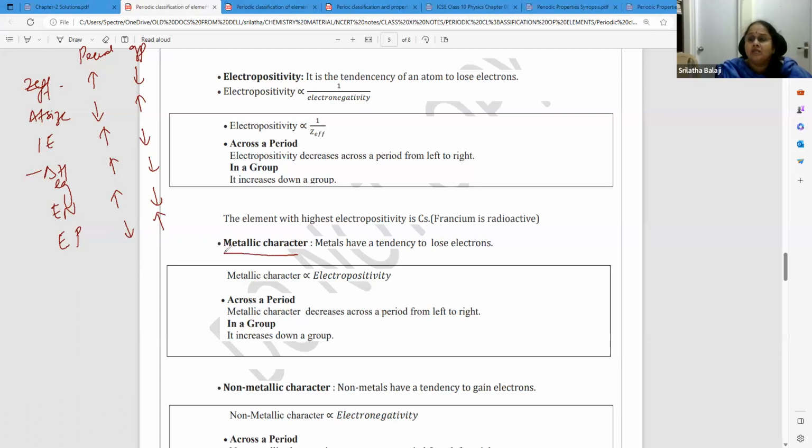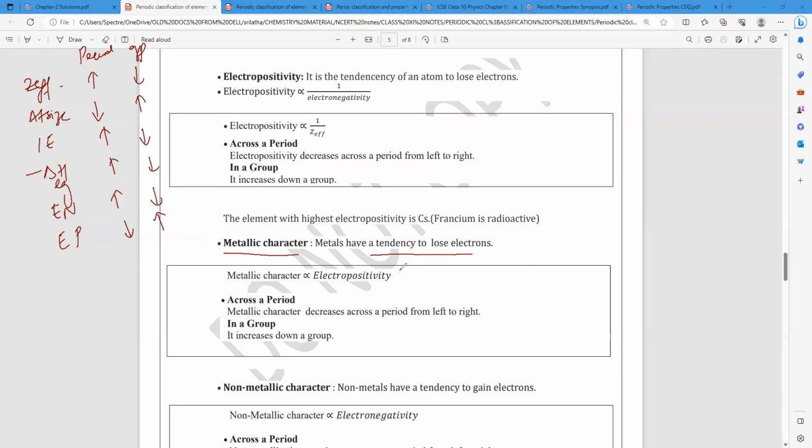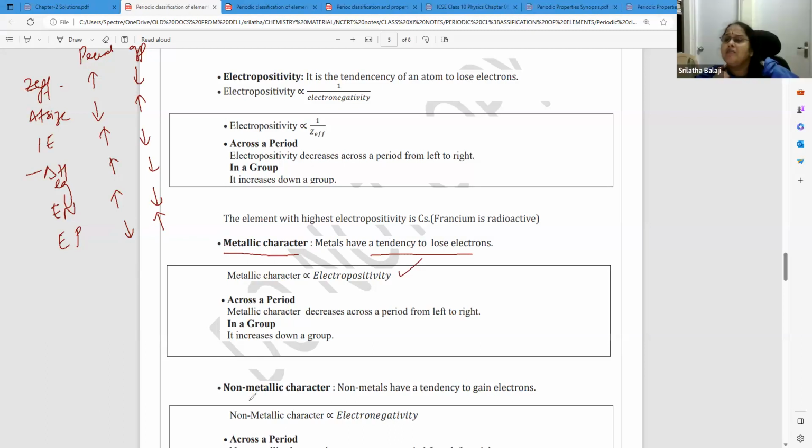Next is metallic character. Metallic character is the tendency to lose electrons again. What is metallic character a function of? Does it behave like electronegativity or electropositivity? Electropositivity, correct. So metallic character will be the same as electropositivity: it will decrease across a period and increase down the group.